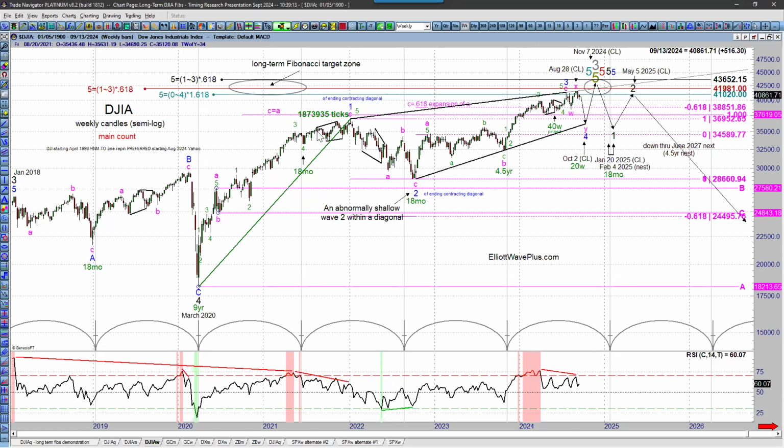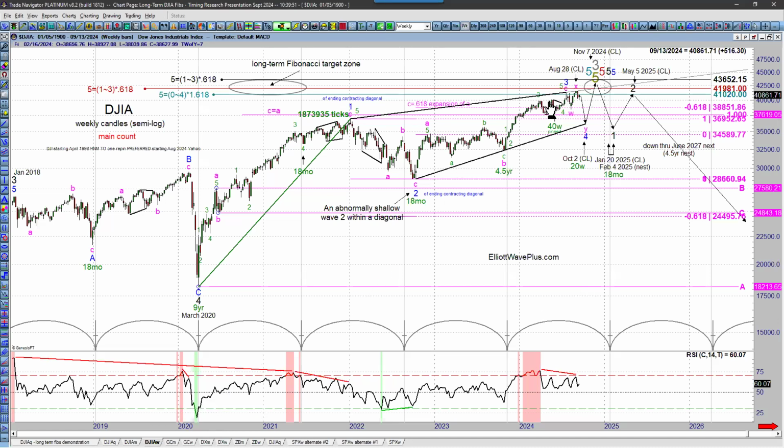So I've got this as a 1, 2, 3, 4, 5 for A, and then a B, and then 1, 2, 3, 4, 5. The fact that the wave C was almost exactly equal to wave A indicated that this was in fact a zigzag and very likely wave 1 of a final 5-wave overlapping diagonal that would end somewhere in this target zone up here.